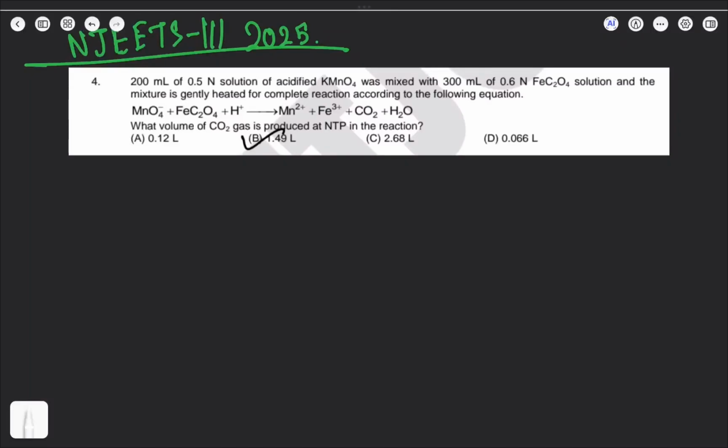Hello everyone, we have a question from physical chemistry, and this question is good for revision. Let me just get started. There's this reaction going on, and we've been asked what would be the volume of CO2 gas at NTP, basically moles times 22.4, right?